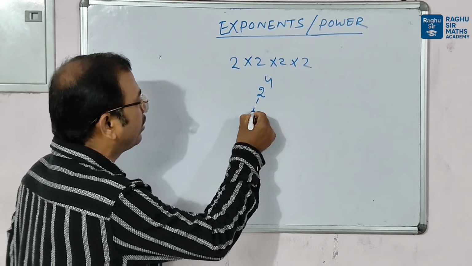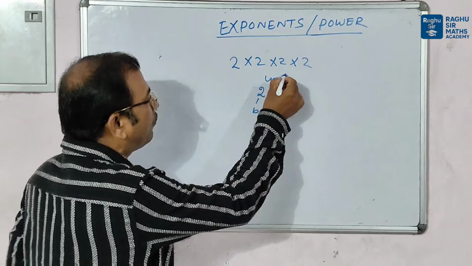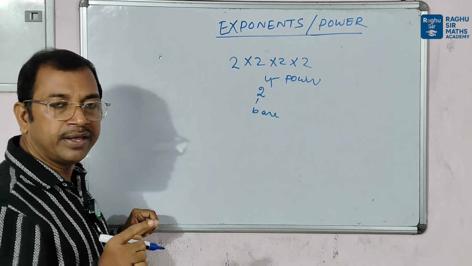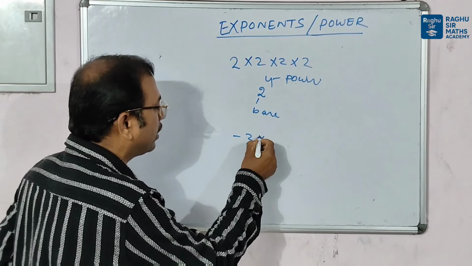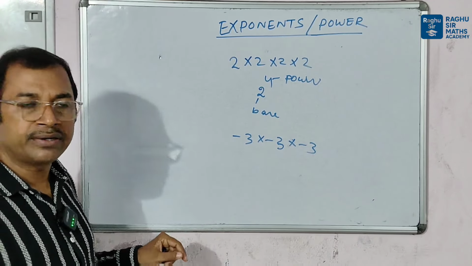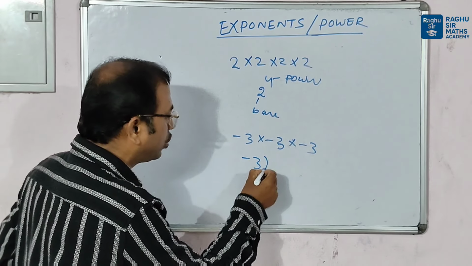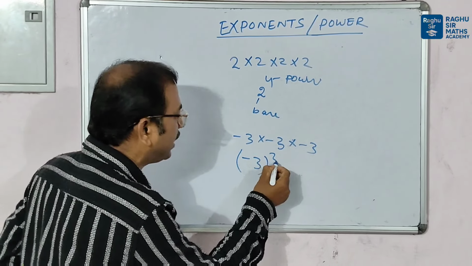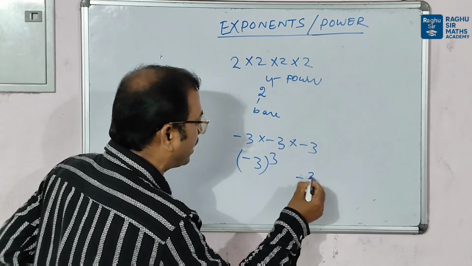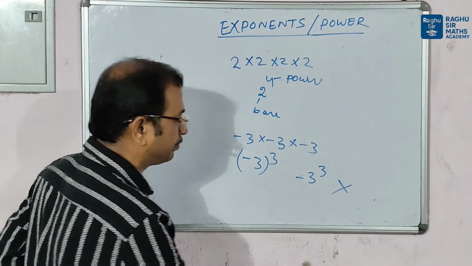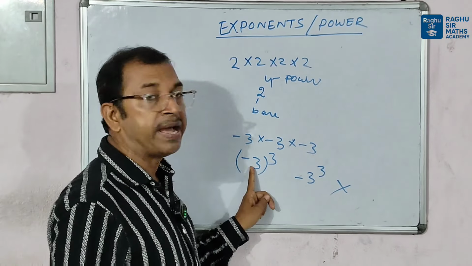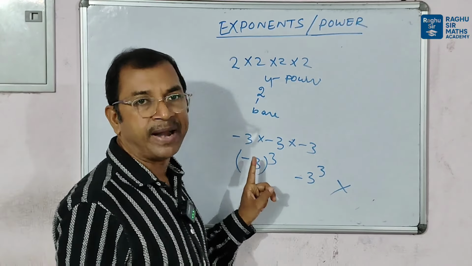2 is called what? Base, and 4 is called what? Power. Similarly, if minus 3 is written 3 times, how can you write it? Minus 3 to the power 3. If you write minus 3 to the power 3, this is wrong, because here 3 is multiplied 3 times, not minus. So we should put it within brackets.